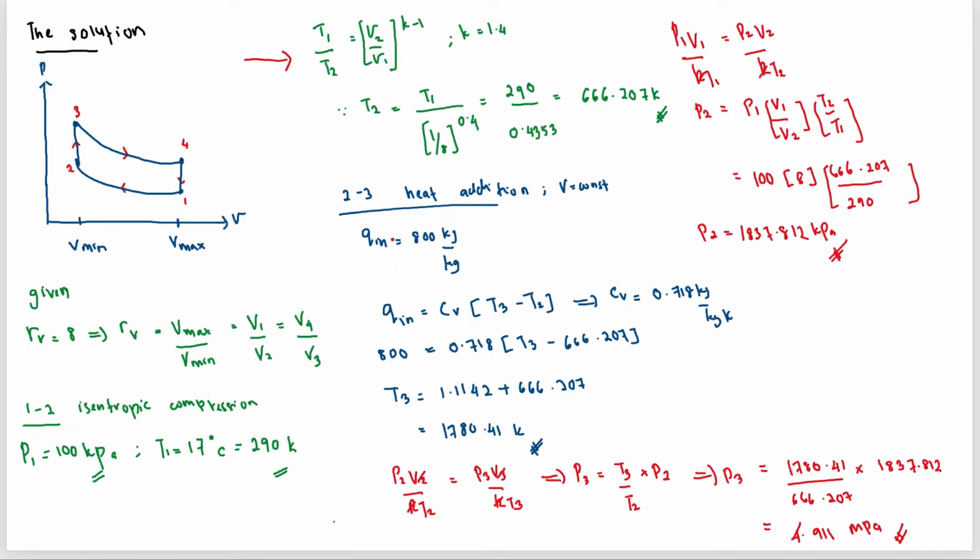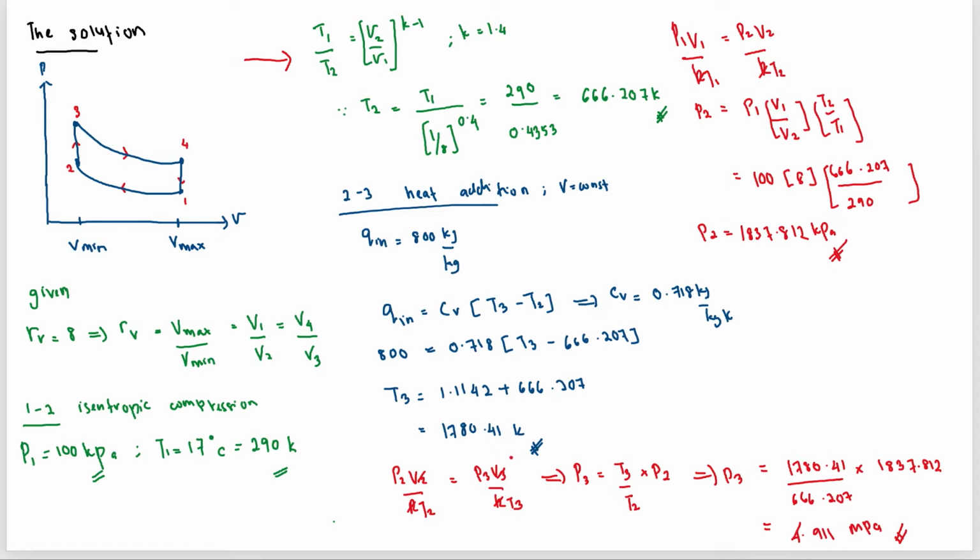2 to 3 is constant volume heat addition. Given here, Q in is 800 kilojoule per kg, and I have a formula Q in equals Cv (T3 minus T2). Why do I use Cv? Because this is constant volume. From table A2, Cv is 0.718 kilojoule per kilogram Kelvin. So I put all the values and I get T3 as 1780.41 Kelvin. So T3 is the maximum temperature.